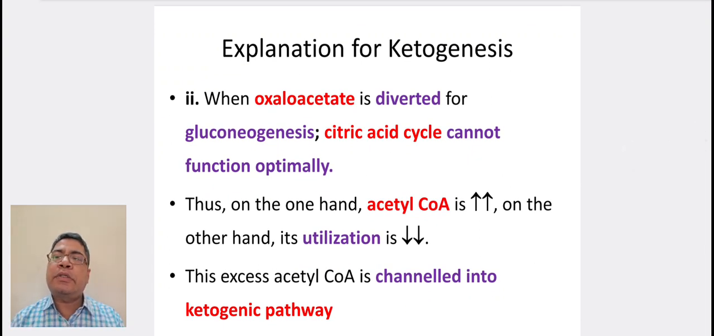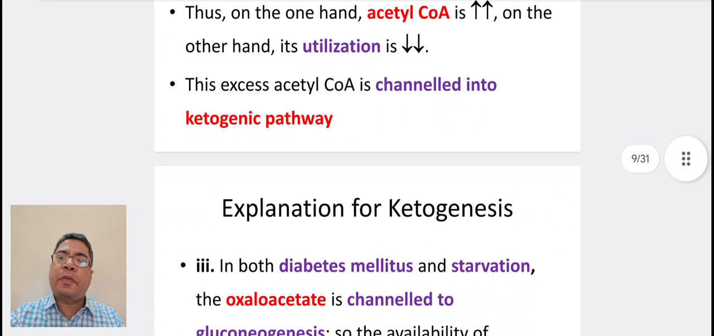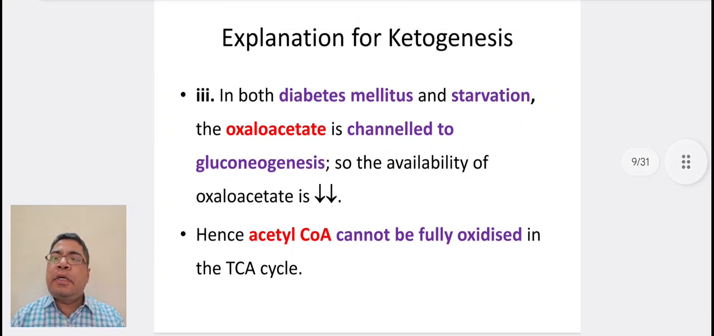When oxaloacetate is diverted for gluconeogenesis, the citric acid cycle cannot function optimally. On the one hand, acetyl-CoA is increased. On the other hand, its utilization is decreased. This excess acetyl-CoA is channeled into the ketogenic pathway. In both diabetes mellitus and starvation, the oxaloacetate is channeled to gluconeogenesis, so the availability of glucose is reduced. Hence, acetyl-CoA cannot be fully oxidized in the TCA cycle.